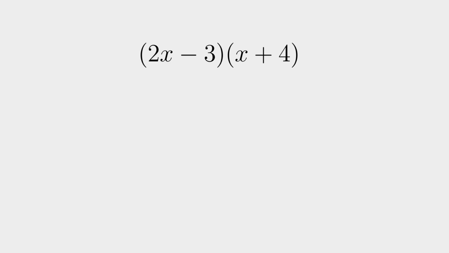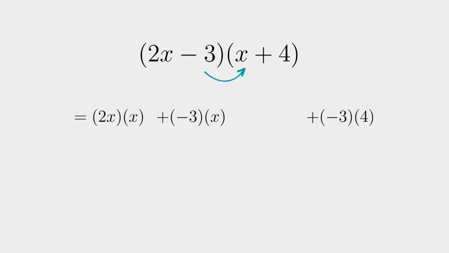Exactly the same as before, we multiply the first two terms, 2x times x. Then we multiply the last two terms, negative 3 times 4. Then we multiply the inner two terms, negative 3 times x. Then finally multiply the outer two terms, 2x times 4.